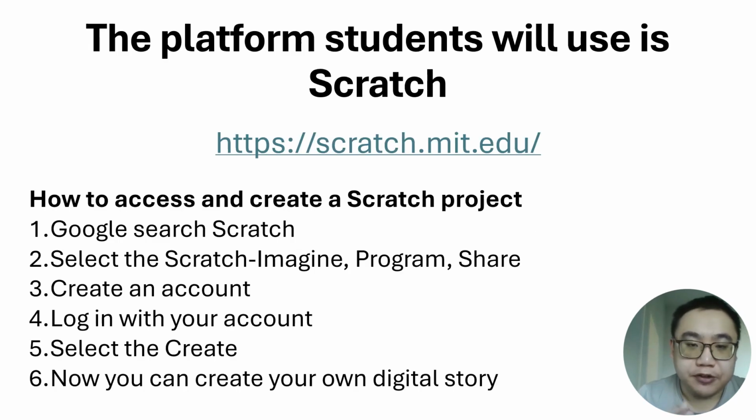As I said in the beginning of the lesson, the platform you will use is Scratch. How are we going to access it? Here are some steps. Open your Google and go to the search bar. Type in Scratch and press enter, and select the first result, which is the Scratch Imagine, Program, Share, and then you need to create an account. After you have created your account, you just need to log in with your account. After you've logged in, click on create at the top left corner of the Scratch website, and now you can create your own digital stories.